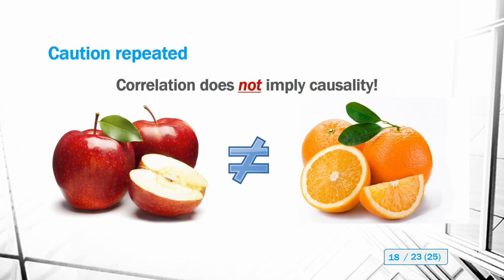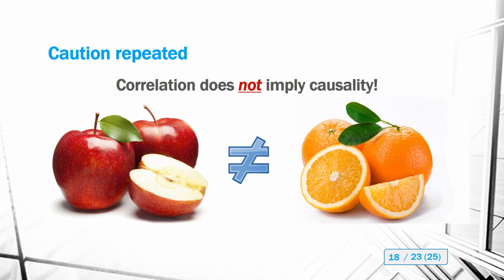I want to repeat this because you cannot overstate this. Correlation does not imply causality, okay? Apples and oranges are not the same thing. Yes, they are both fruit, okay? So, you may see a relationship between the number of apples and the number of oranges. But that just means that the conditions that sponsor the growth of fruit are existing in both cases. That doesn't mean that apples are causing oranges to grow or oranges are causing apples to grow.